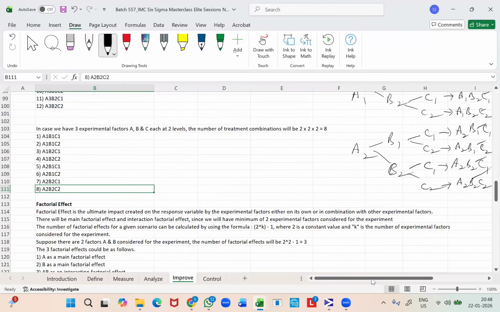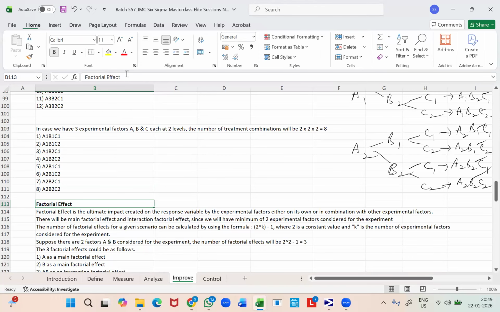And then the next terminology that we are going to look at is factorial effect. You have already seen the treatment combination or experimental run. So what is this factorial effect? Factorial effect is the ultimate impact that will be created on the response variable by the experimental factors, either on its own or in combination with the other experimental factors, right?